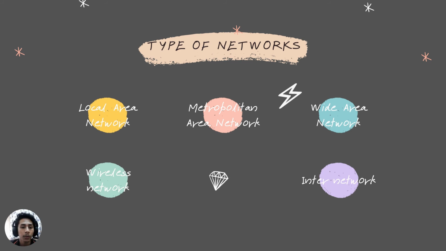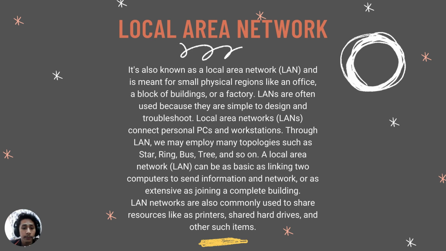So now we will go to type of networks. In type of network, we have 5 types. The first one is local area network. The second one is metropolitan area network. The third one is wide area network. The fourth one is wireless network, and the last one is internetwork. We will go through one by one.